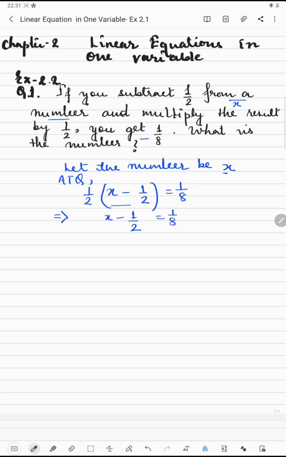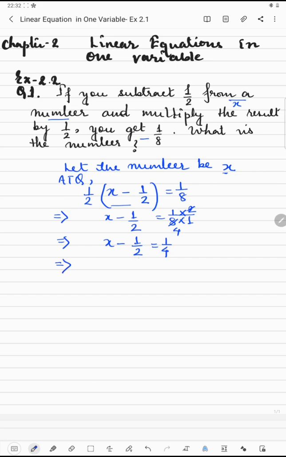Now we are transporting 1 by 2 to the other side. So it will be the reciprocal of 1 by 2, means 1 will come down and 2 will go up. So 2 ones are 2, 2 fours are 8. So we have got x minus 1 by 2 is equal to 1 by 4. In the numerator 1 is there and in the denominator 4 into 1 is 4.